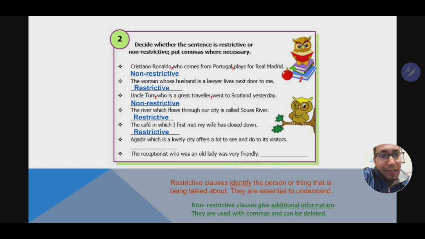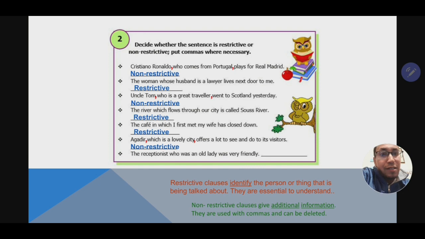Next, Agadir, which is a lovely city, offers a lot to see and to do to its visitors. Yes, it is non-restrictive because, as usual, which is a lovely city is just additional information, and we need commas after Agadir and before which, and then after city and before offers, the verb.